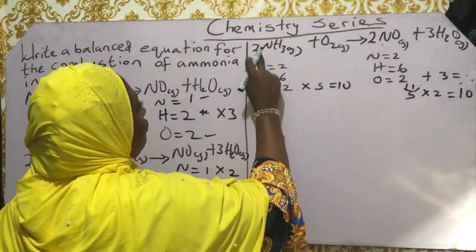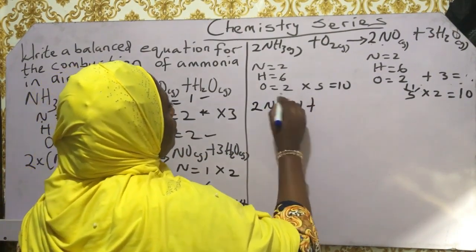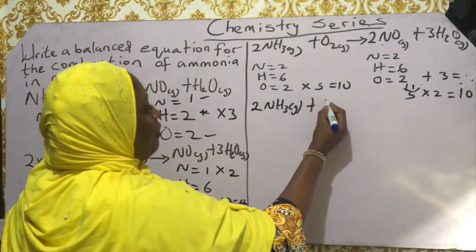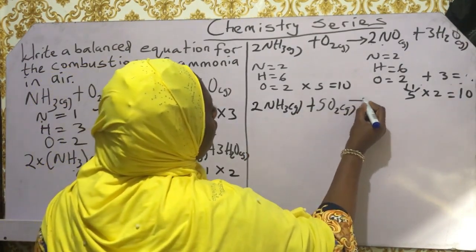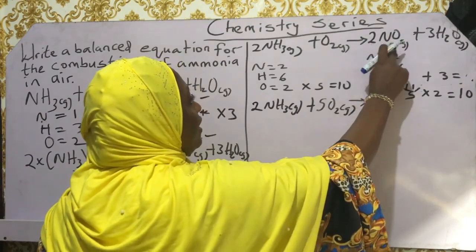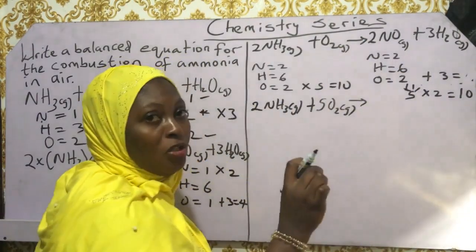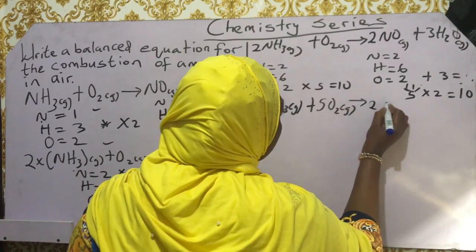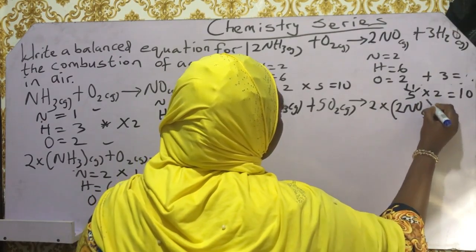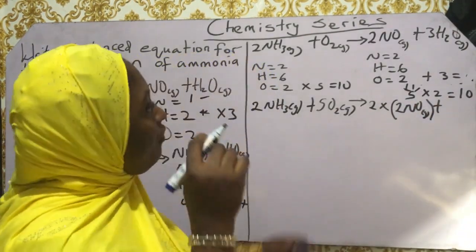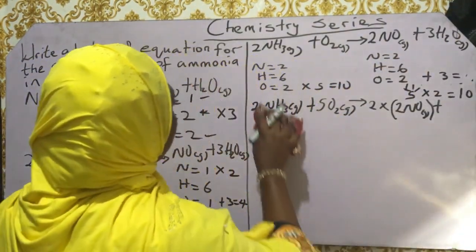So we have ammonia, 2NH3, plus O2. You see, multiply by 5, 5O2, to give. Now, we have oxygen here. We already have 2NO. I will still say anywhere you have oxygen in the product, you multiply by 2. So I'm simply going to say 2 times 2NO plus. Now we have oxygen in 3H2O. So I'm going to say, oh, this is quite messy. Okay, let me just rewrite everything.